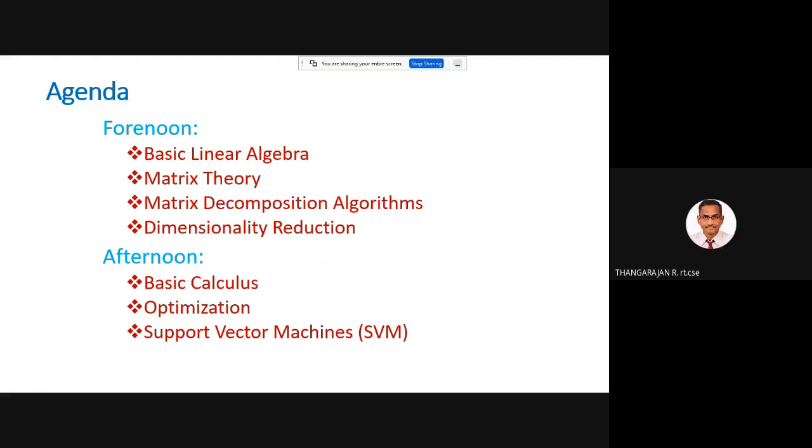This is going to be the agenda. I will be taking the basic linear algebra, a very important mathematical tool.